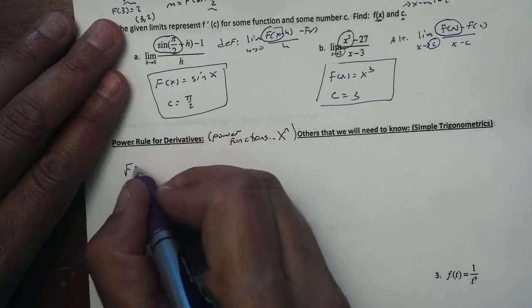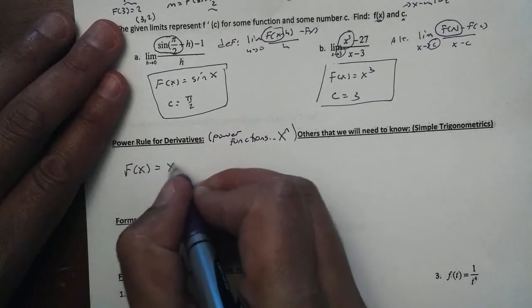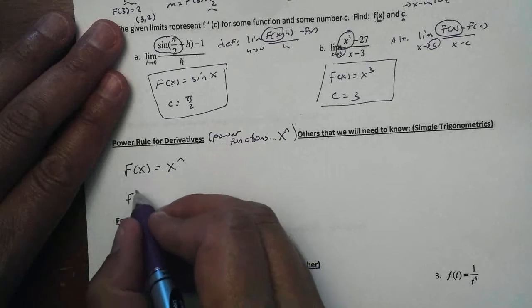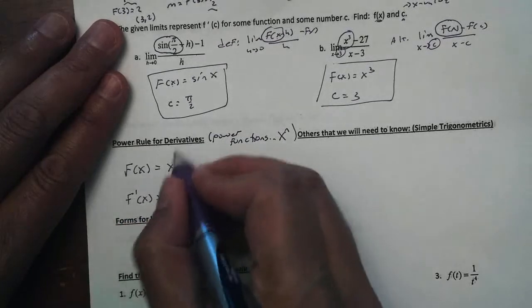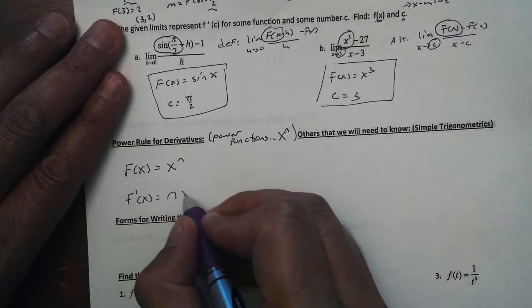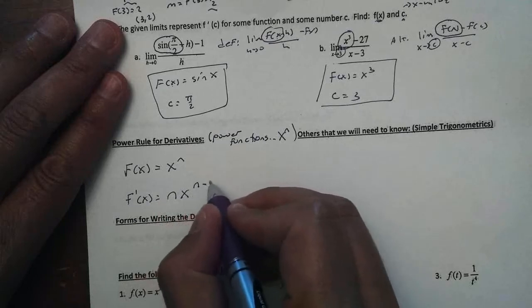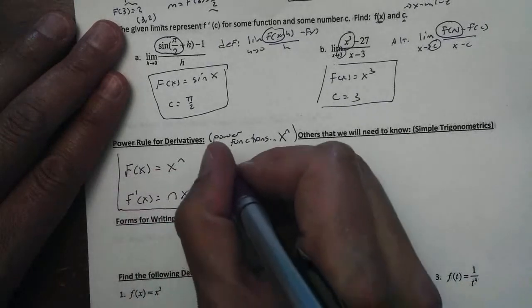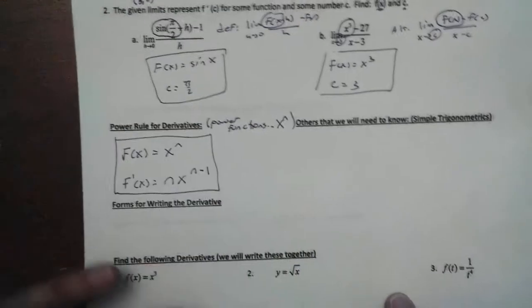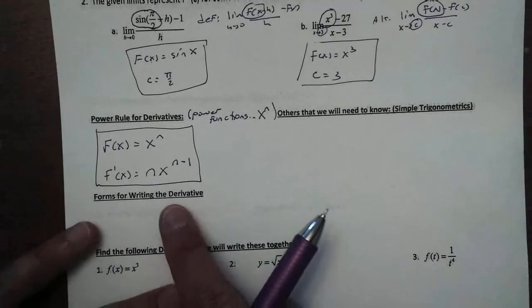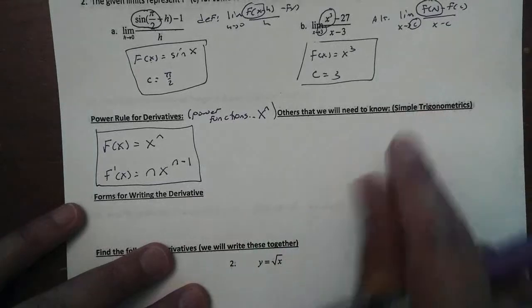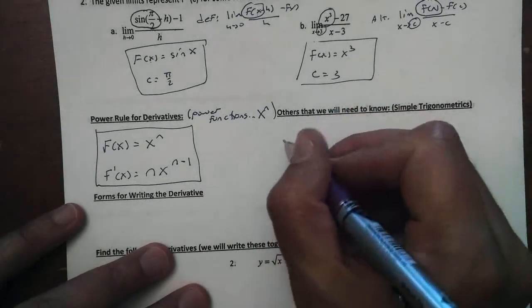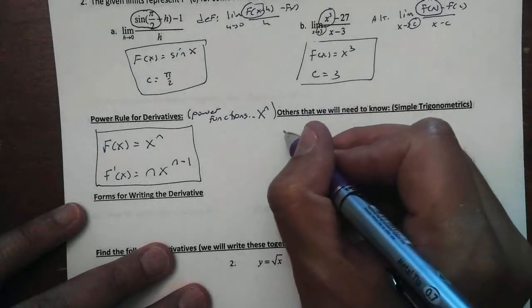So our rule is the following. If we have f of x equals x to the n, our derivative rule, f prime of x, we just drop the n down, and we get x to the n minus 1. We just subtract the power. And that's our rule. This is the shortcut for it. Okay, we're going to spend this whole unit learning shortcuts. Now, other derivatives we will need to know, the simple trigonometric ones. Okay, you have to memorize these. We're not going to work on proving these just yet.